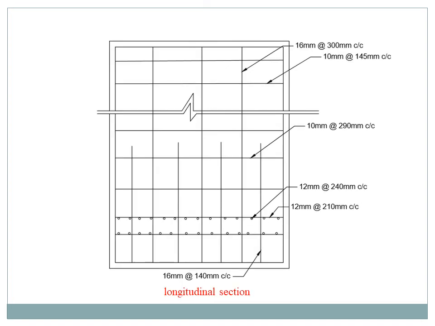See the longitudinal section. Mark the stem values and the base slab values. It is a simple diagram you can easily understand. Our shear key value is also 16 mm dia bar at 140 mm center to center distance. Then the stem values are 16 mm dia bar at 300 mm center to center distance. Then our base slab values are 12 mm main reinforcement at 240 mm center to center spacing.